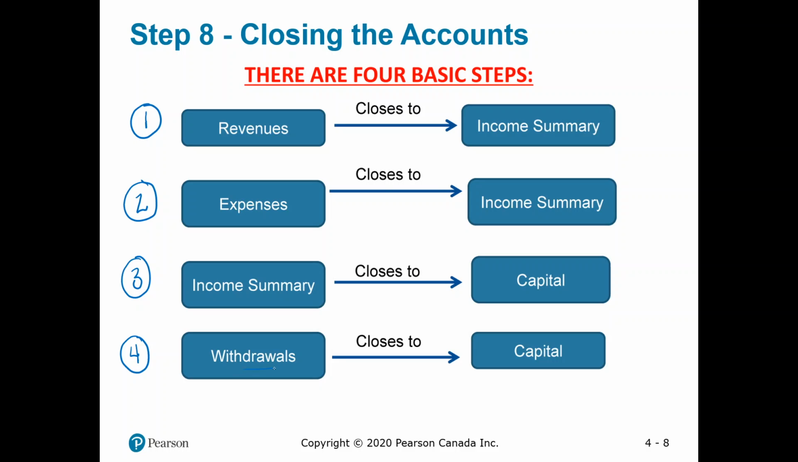If you did not have any withdrawals in the year, you just wouldn't have an entry in step 4. So if you go to a question and there's no balance in the withdrawals T account, or the withdrawals account isn't even on your adjusted trial balance, you would only have 3 entries. But if it is there, you do need to close it.